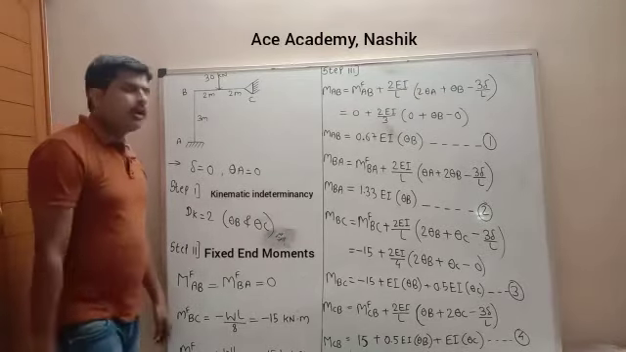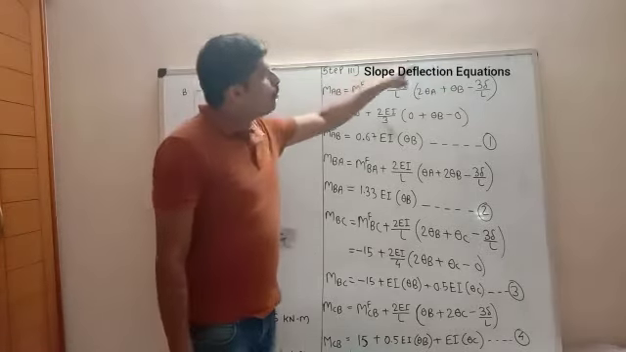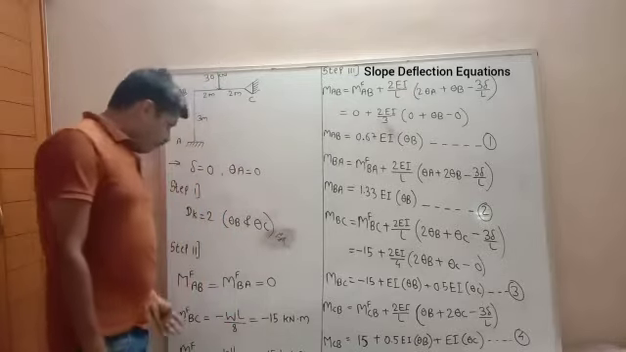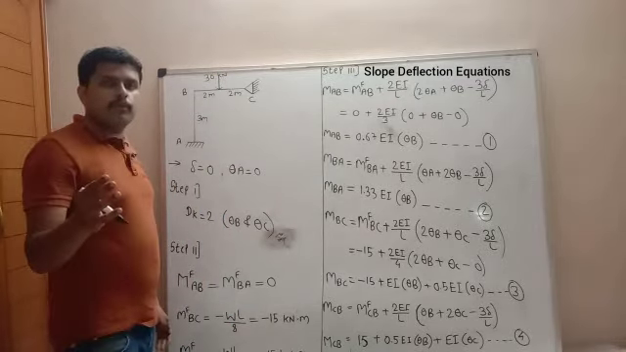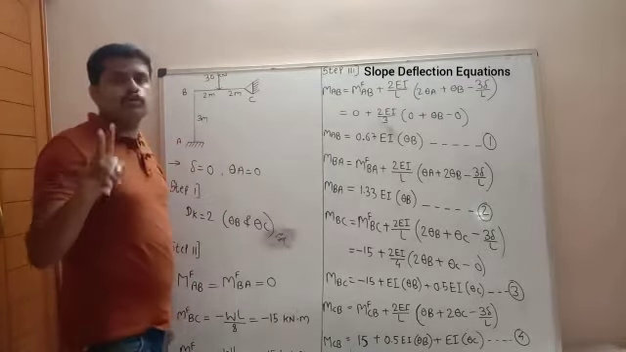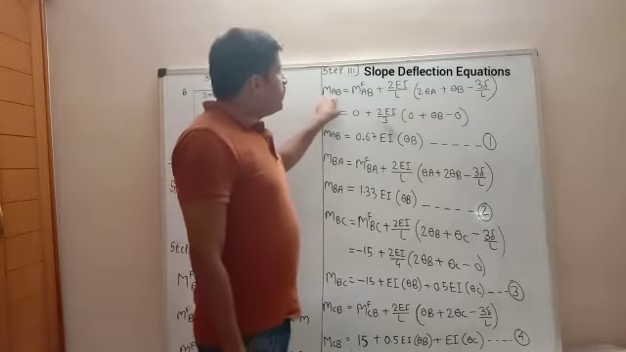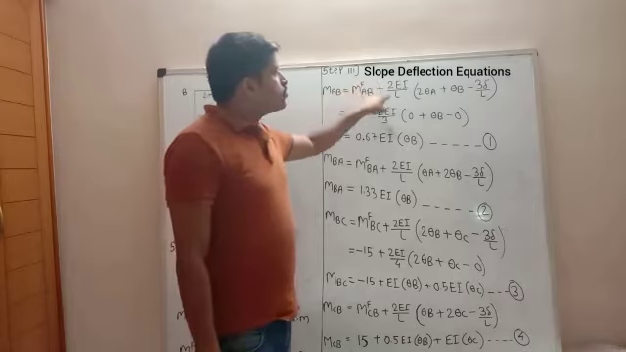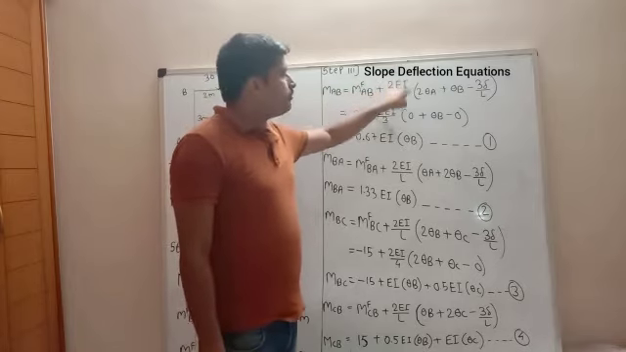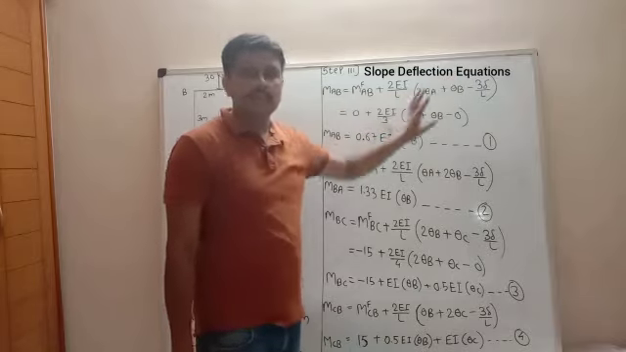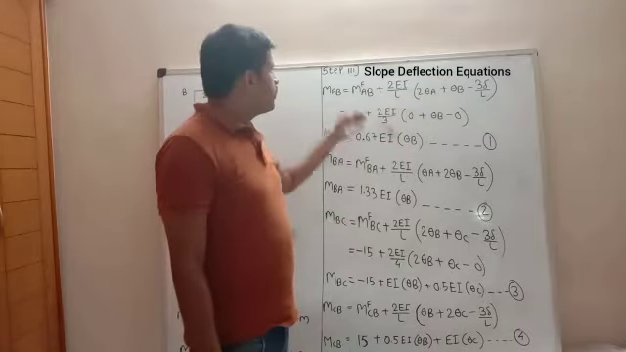Now move on to our step number 3, that is slope deflection equation. So there are 4 fixed end moments. There will be 4 slope deflection equations. For AB, it will be MFAB plus 2 EI upon L in bracket 2 into theta A plus theta B minus 3 delta by L.